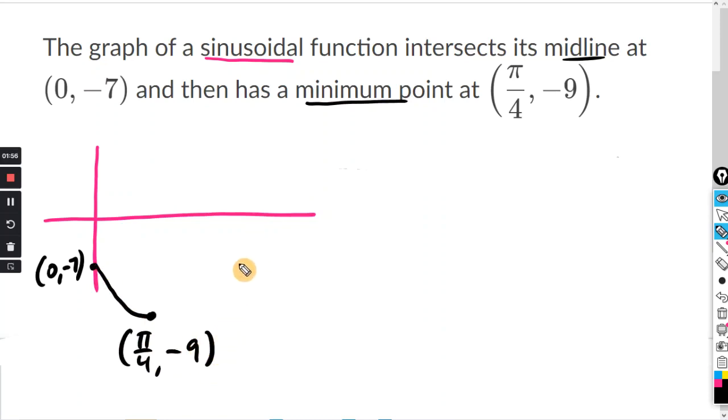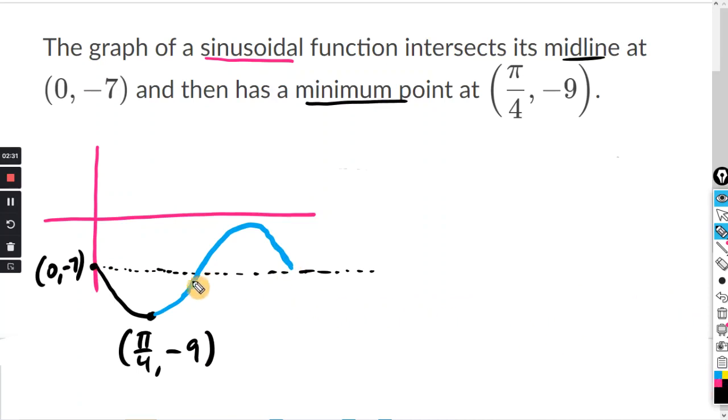Now, I'm going to sketch the rest of this just for fun, okay? They said this was the midline, right? They said this intersected the midline right here. So the midline is going to be like that, okay? And if we kept going with this graph, I'll do it in a different color. If we kept going, they said this was the minimum, okay? So it's going to return to the midline and then hit a maximum and then come back to the midline again. So that is one full period.